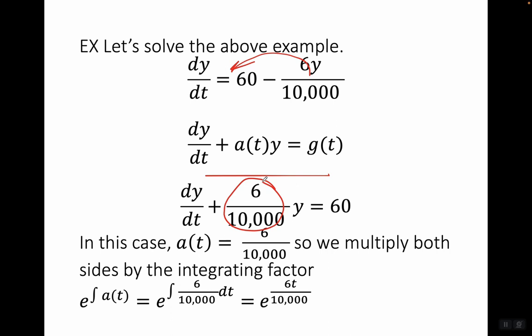That would be our a of t. That's the function that's in front of the y. So we have dy/dt plus a of t times y equals g of t. That's our function g of t. In this case, that function a of t is 6 over 10,000.